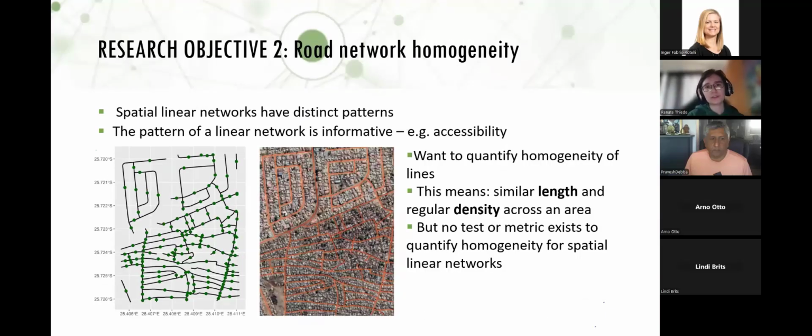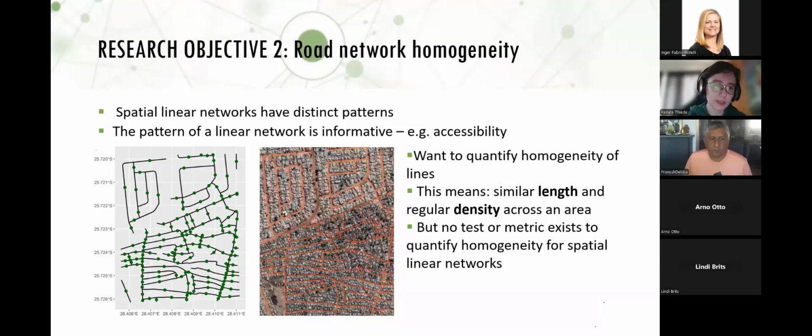So research objective 2 then looked at the road network homogeneity, which is a measure of road network structure. And as I said in the beginning, spatial linear networks do have distinct patterns, and the pattern of a linear network is informative. For instance, it could tell us something about the accessibility. It could tell us something about the road network in general.